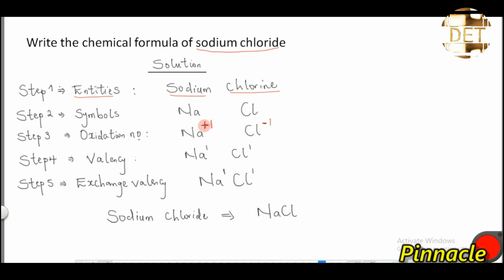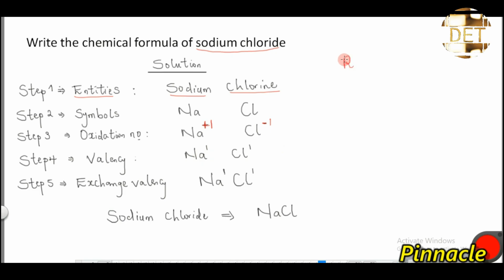Because 1 times plus will still give you plus, and 1 times minus will still give you minus. 1 is an insignificant number. So the next step is to write out the valency. The valency is the oxidation number minus the charge.